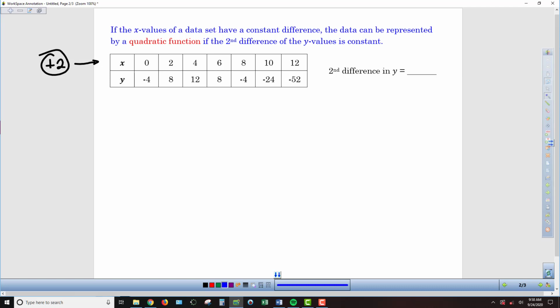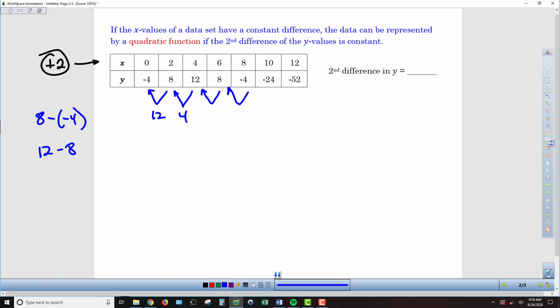And so we're going to do the same thing that we did for the linear function example, where we're going to subtract the second number minus the first, the third number minus the second, the fourth minus the third, and we'll continue along that way. So 8 minus negative 4, we go 8 plus 4, so we get 12. Now for the next, we're going to do 12 minus 8, and we can see we get 4.